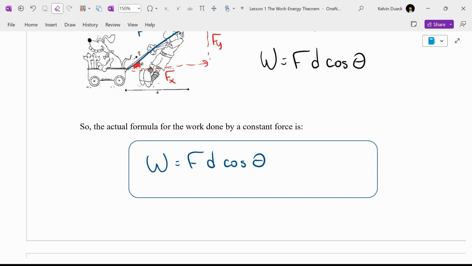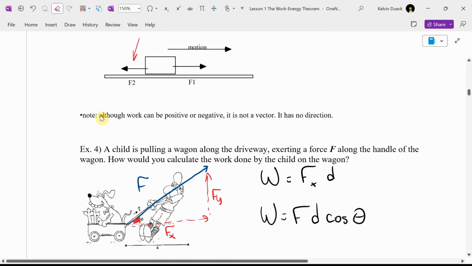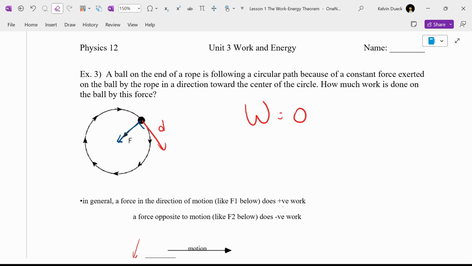I've flogged components enough. But by the way, what if theta is 0 degrees? What if the force and the distance match? On your calculator, what's the cosine of 0 degrees? Oh, and then you get force times distance, just like I told you. What if we're at right angles? What's the cosine of 90 degrees? 0. That's why up here there's no work being done, because force times distance cos 90 is 0.